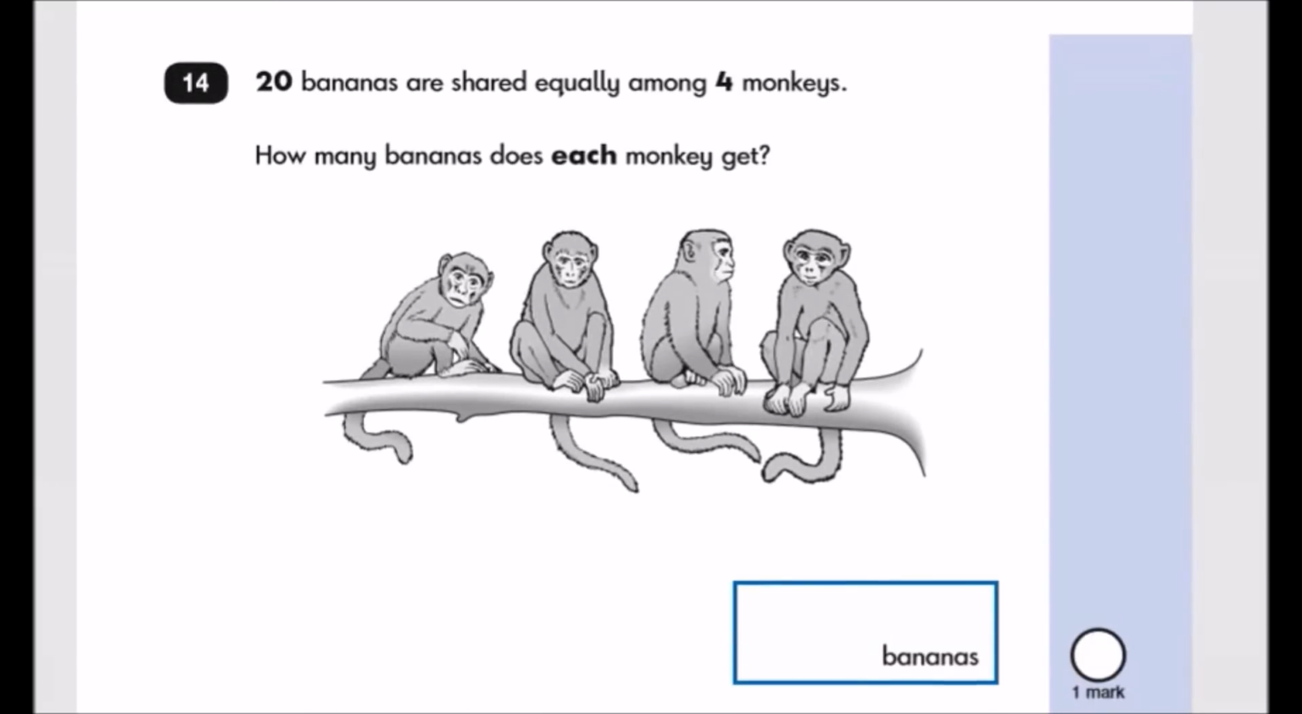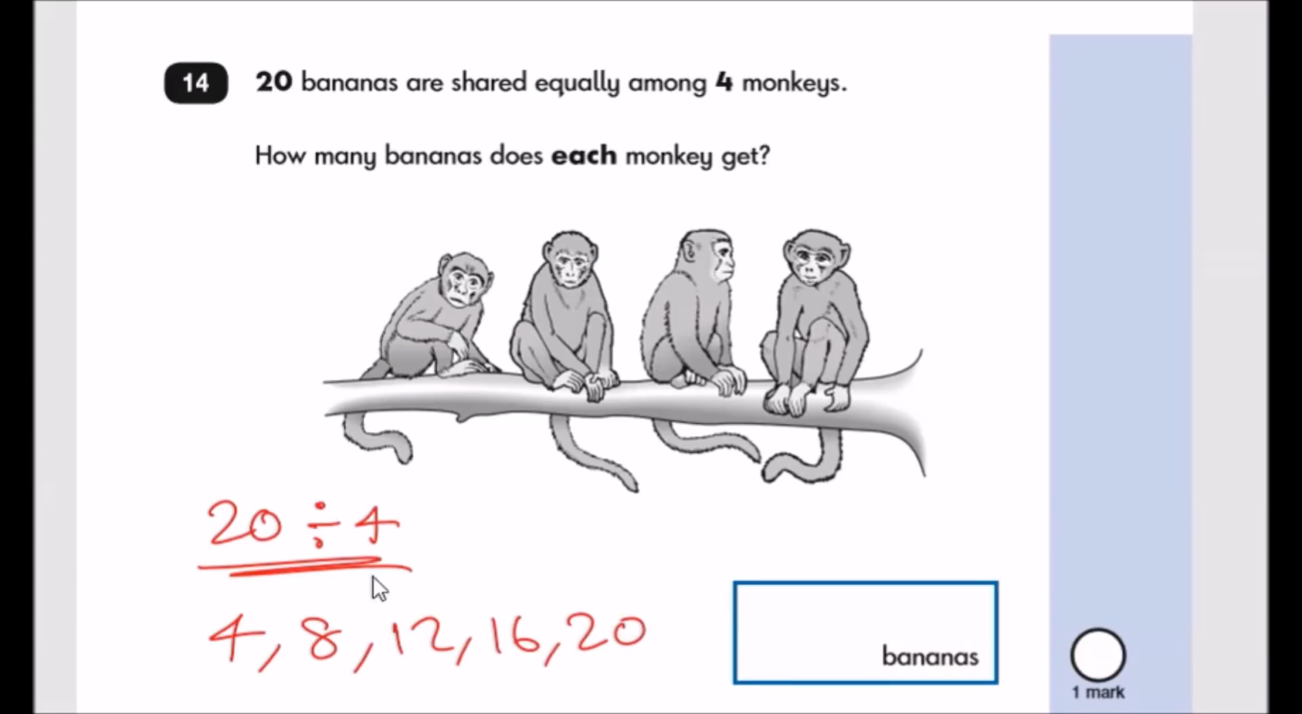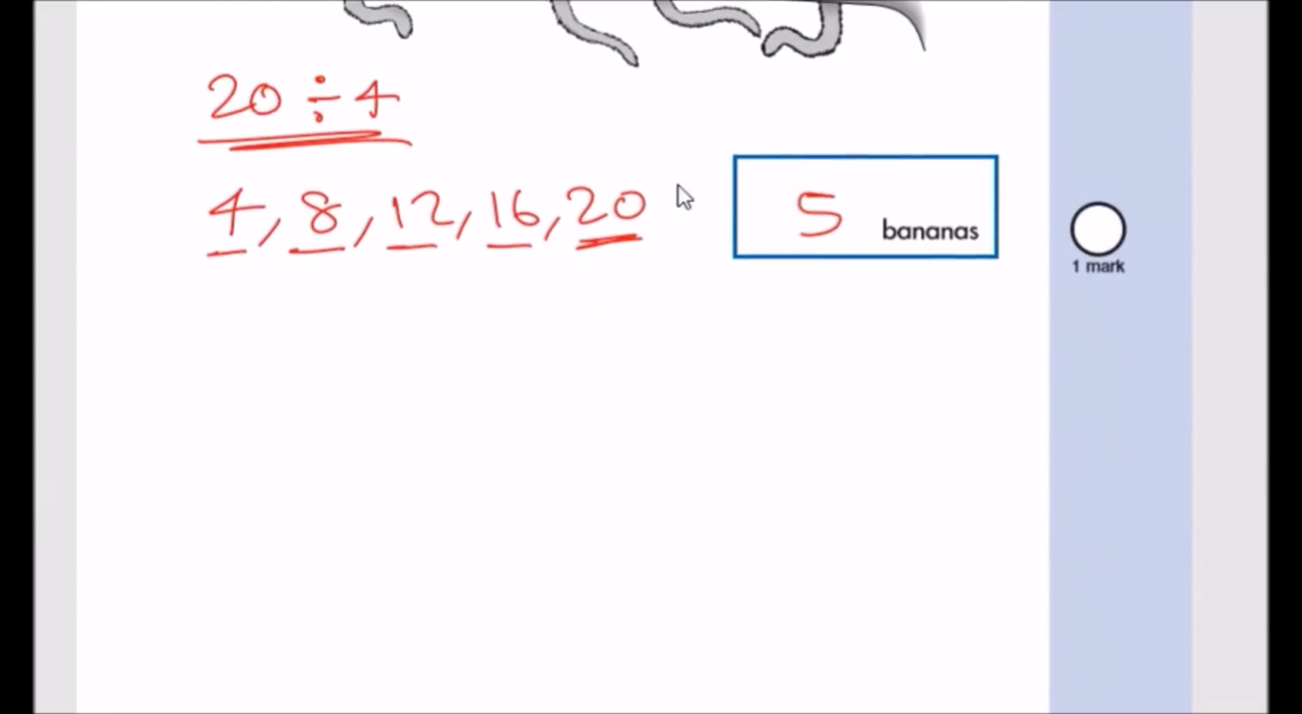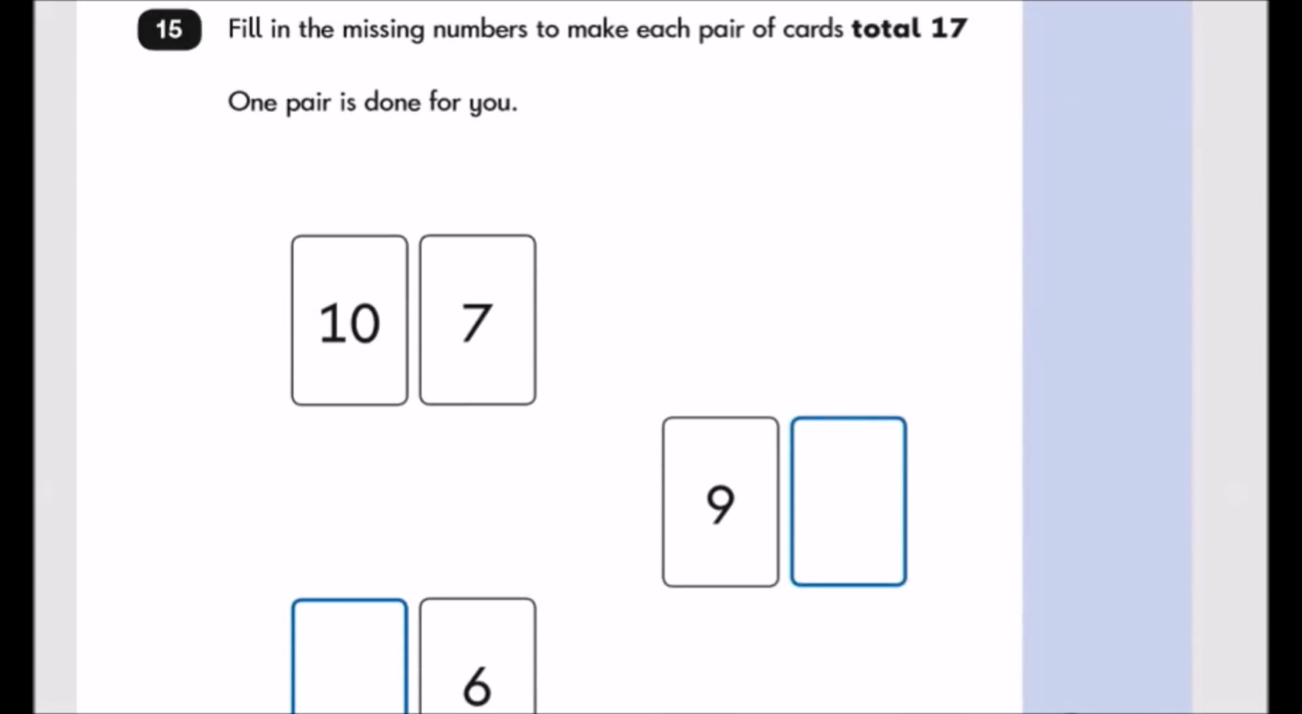Number 14. So 20 bananas are shared equally among 4 monkeys. How many bananas does each monkey get? This is easy. This is a number sentence. It's saying 20 shared by 4. So 20 divided by 4. And to do it, we're just counting 4. So if you don't know your 4 times table, it would be 4, 8. So keep counting until you get to 20. 4, 8, 12, 16, and 20. How many is that? So you get 1, 2, 3, 4, 5. So 5 bananas were shared among 4 monkeys. Okay, good stuff, guys. Okay, so that's some nice lucky bananas.